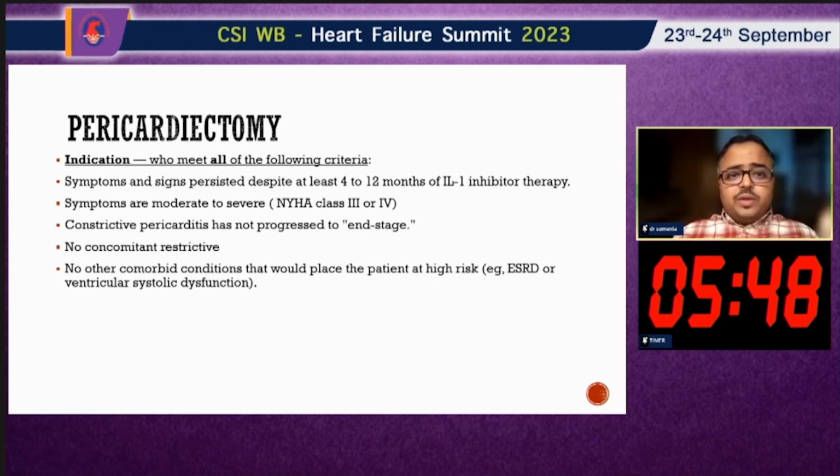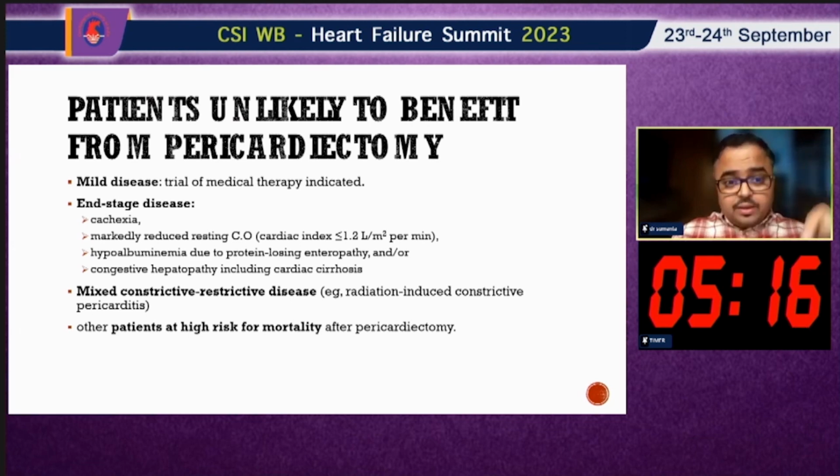So the indication for doing a pericardiectomy: symptoms and signs persisted despite 6 to 12 months of interleukin-1 inhibitor. This is the first line. Symptoms are moderate to severe, NYHA class 3 or 4. Not end stage, that is, calcification has not encroached from pericardium to myocardium. No concomitant restrictive disease, LV function is preserved. If these parameters are good, then only you can embark on pericardiectomy, because it has high mortality even today.